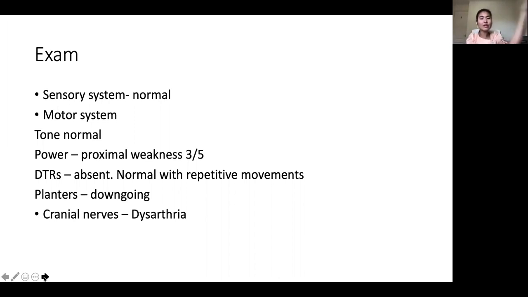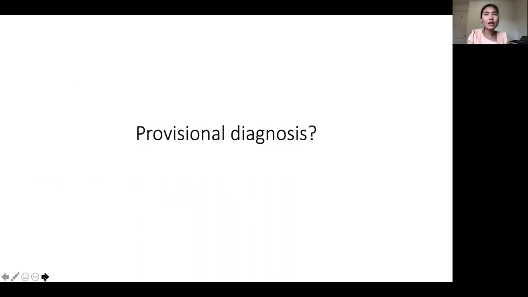But what you do is you ask the patient to do flexion and extension of elbow for about, let's say, 20, 30 times, and then you repeat the deep tendon reflexes again. And what's going to happen is it reappears. Plantars, downgoing, and cranial nerves. So her speech was definitely slurred.